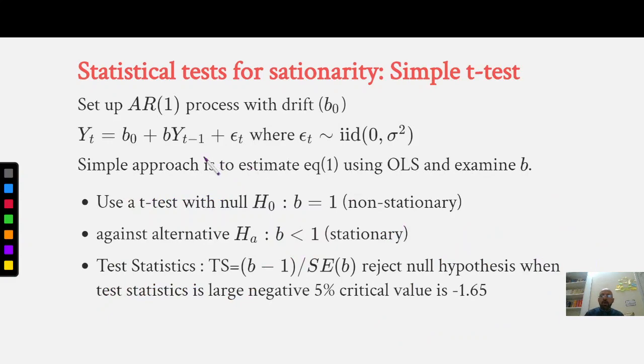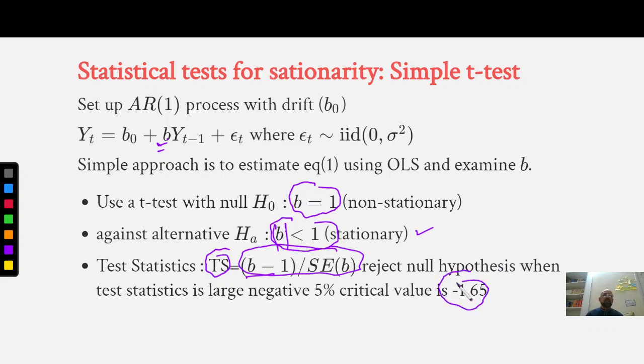So this B basically determines whether the series is stationary or not. If B is 1, we say there is a unit root. The root is 1. So B equal to 1 is your null hypothesis. B in absolute terms should be less than 1, that is, B can be between minus 1 and plus 1, and then it is stationary. Your test statistic is equal to B minus 1 over the standard error of B. The critical value, however, is not valid. We'll come to know why that is the case.